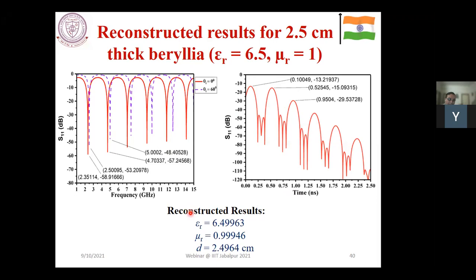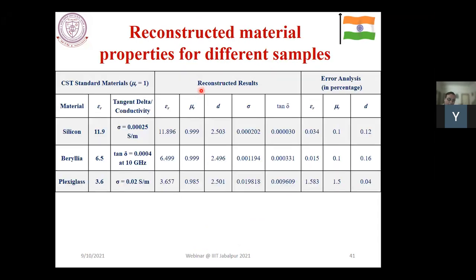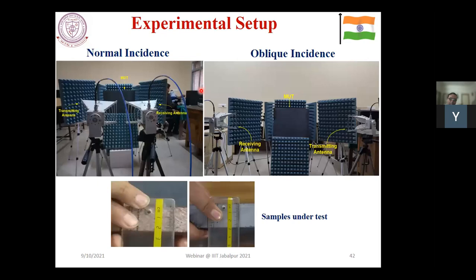Taking the algorithm, one can determine the reconstructed values of the relative permittivity and permeability better, so that the reconstruction can occur in a much better way. Also, you can do it for other samples. I am not going into much detail. And then you are again coming to the experimental setup.